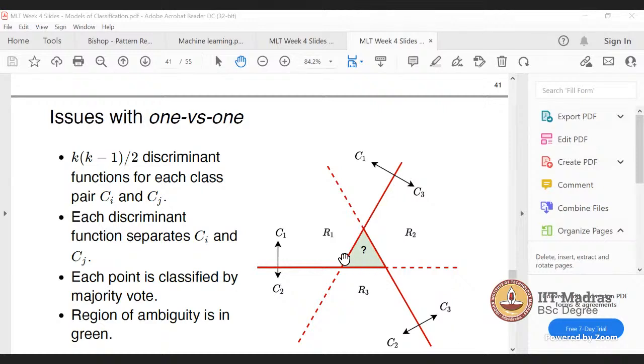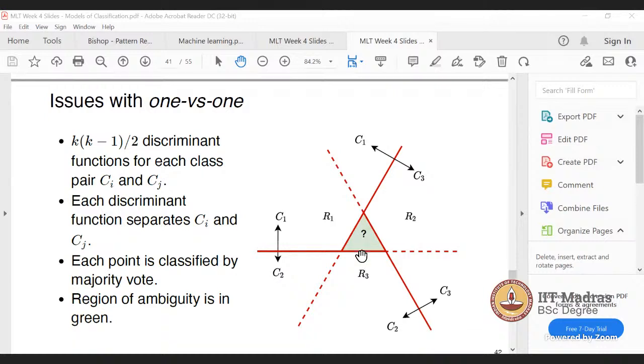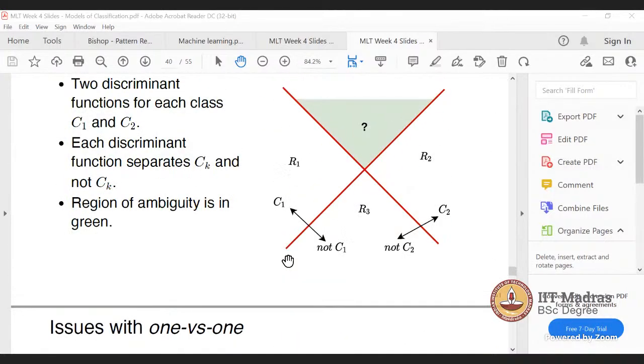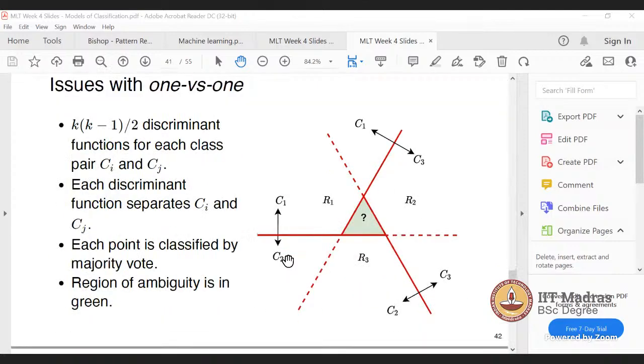Similarly, this line is for C1 versus C3, so this region corresponds to C1 and this region corresponds to C3. If you look at this region, for this discriminant function it is going to be C1, and for this discriminant function it is going to be C2. Right, so it is an ambiguous region. We are not sure which class it actually represents. So these are the issues with the two approaches, one versus one and one versus rest.